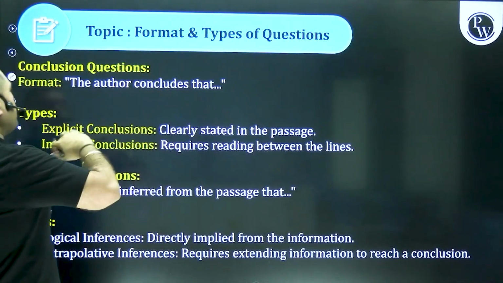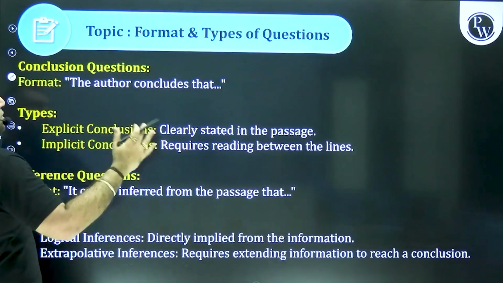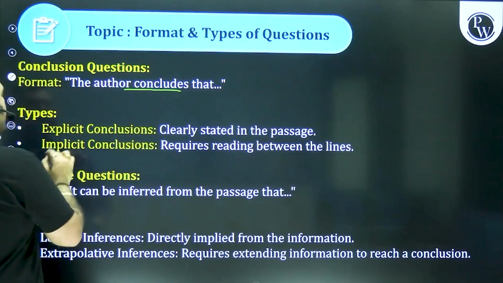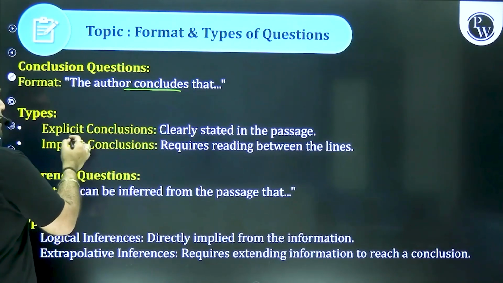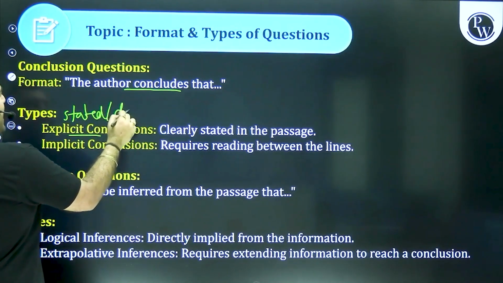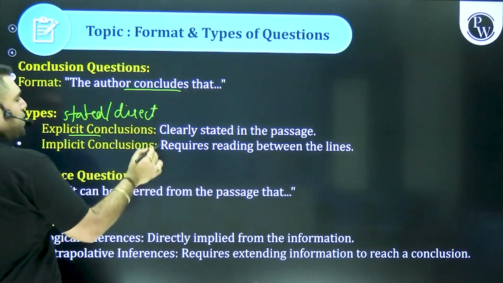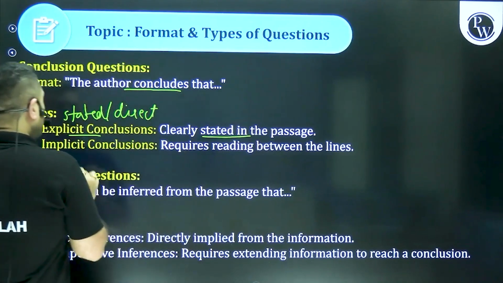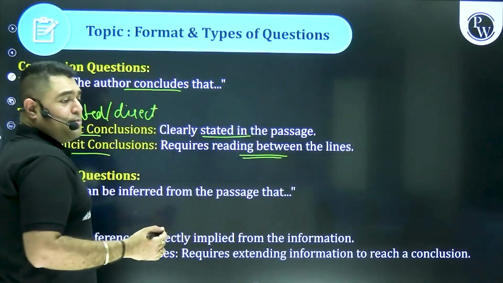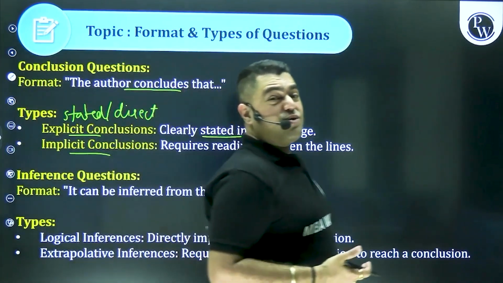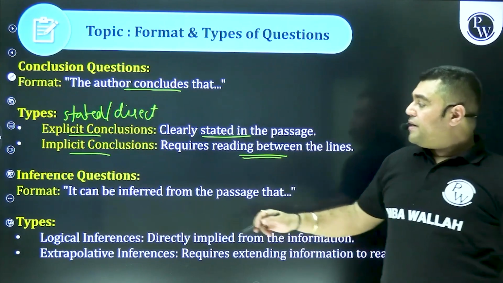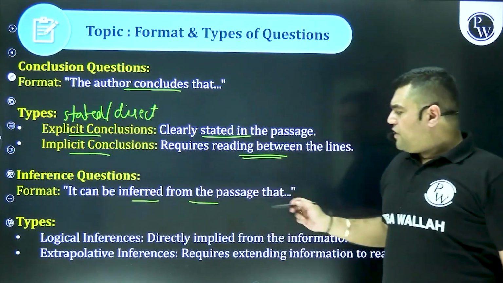Okay, let's move ahead, people. So conclusion questions, typically you will have something like, the author concludes that. Okay. Then there could be something like explicit. Explicit means stated or direct conclusions, clearly stated in the passage. Implicit requires reading between the lines. Yes, yes. So again, beta, it is inference, conclusion inference, inferential. So it is reading between the lines. Okay. Inference questions, it can be inferred from the passage.